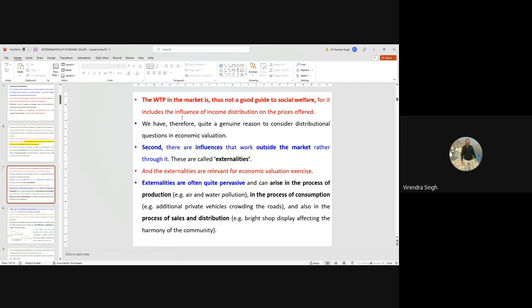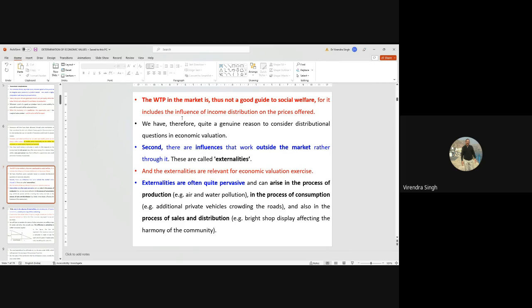The willingness to pay in the market is thus not a good guide to social welfare. Willingness to pay in the market is not a good indicator to measure social welfare, since it includes the influence of income distribution on the prices offered. We have therefore quite a genuine reason to consider distributional questions in economic valuation.